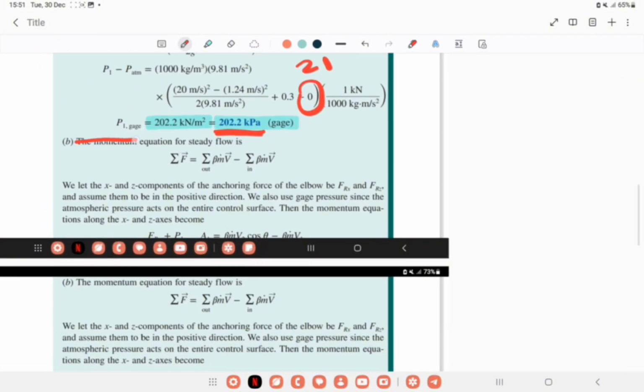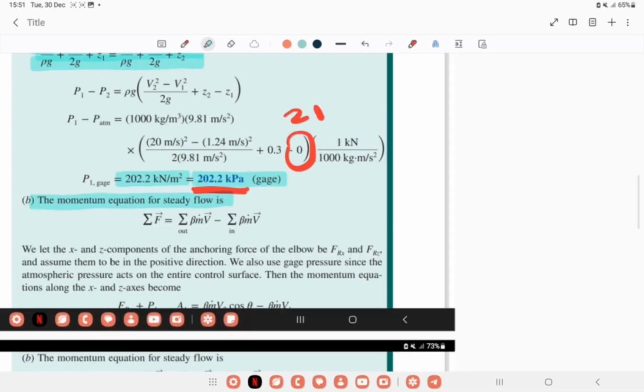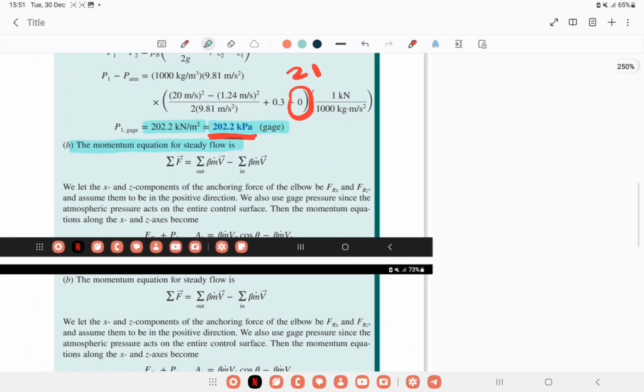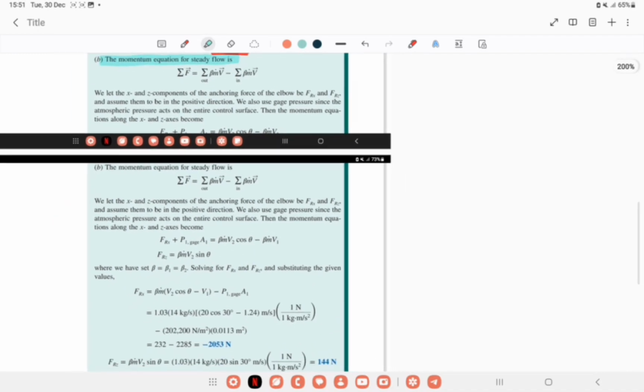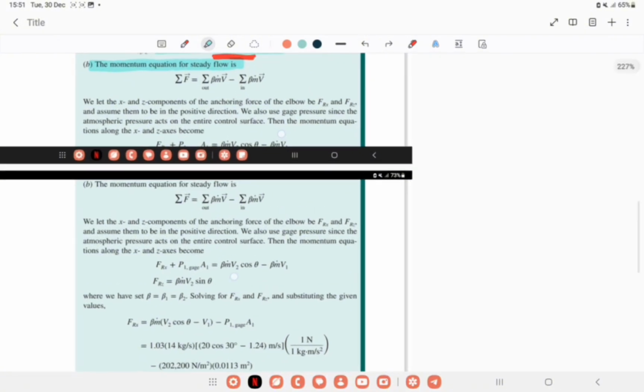By applying the momentum equation to determine the force required to hold the elbow in place, we apply the linear momentum principle. We resolve this equation into horizontal and vertical directions. We need to know first the horizontal and vertical directions. Horizontal shows the x direction and vertical shows the z direction. First we consider the horizontal direction.